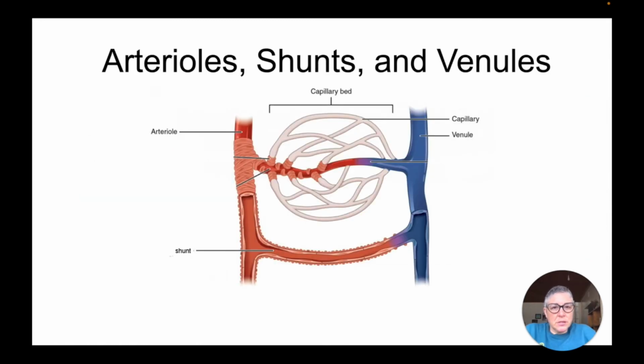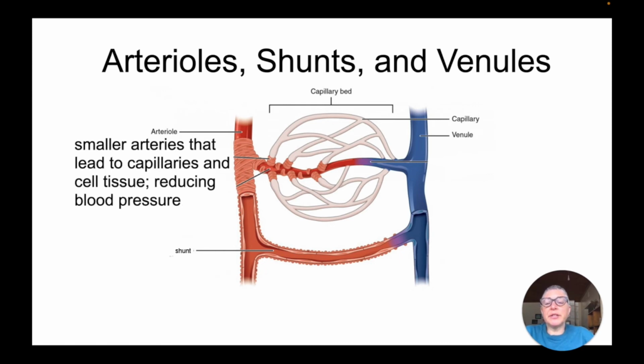The other blood vessels that we just need to consider very briefly are arterioles, shunts, and venules, as depicted here on the diagram. We have an arteriole, we have a capillary bed, which we already know what the capillaries look like. Then we have a venule and a shunt vessel.